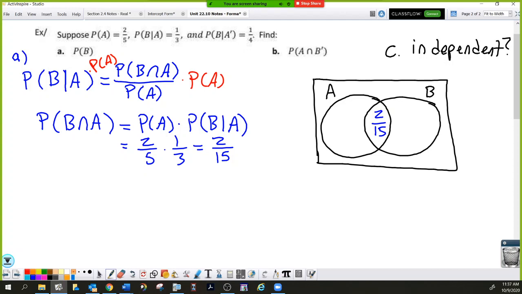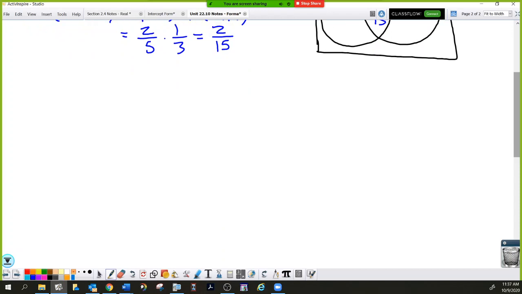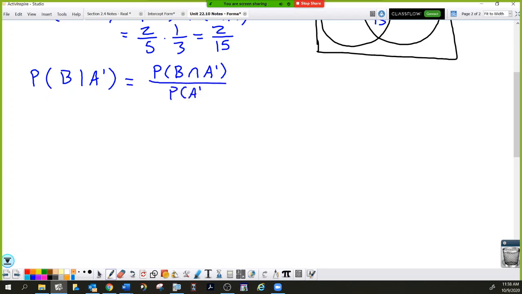Cool? Cool. Next step. Let's use the other information that we were given. Let me scroll down so I have space. We were also told about the probability of B given A prime, correct? Okay, I'm going to use the formula for that. That is the probability of B intersect A prime over the probability of A prime.